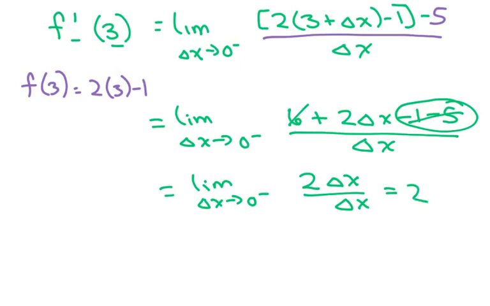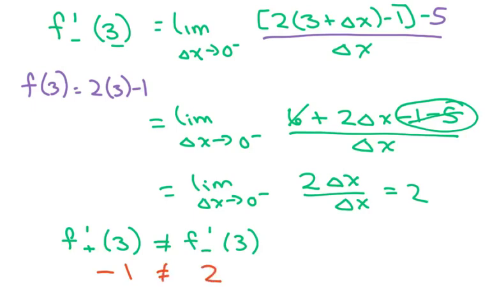Therefore, since the derivative from the right side does not equal the derivative from the left side, because from the right side it was negative 1, from the left side it was 2, that means the limit, the derivative at 3, does not exist.